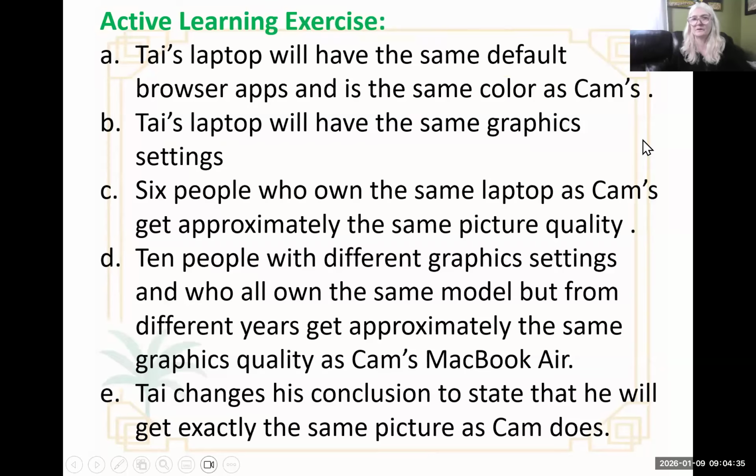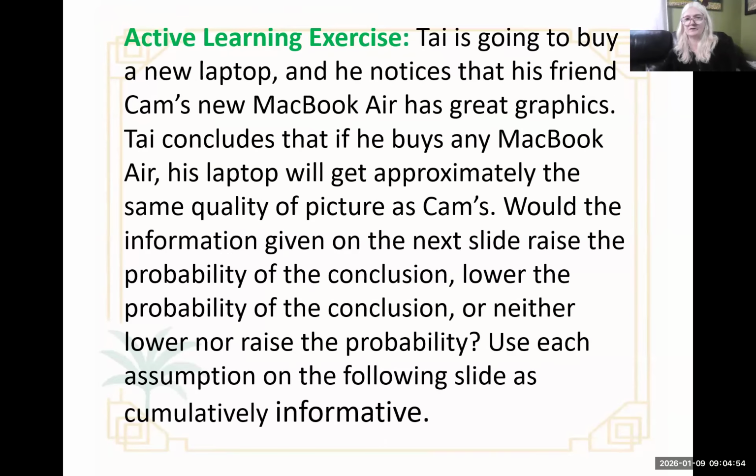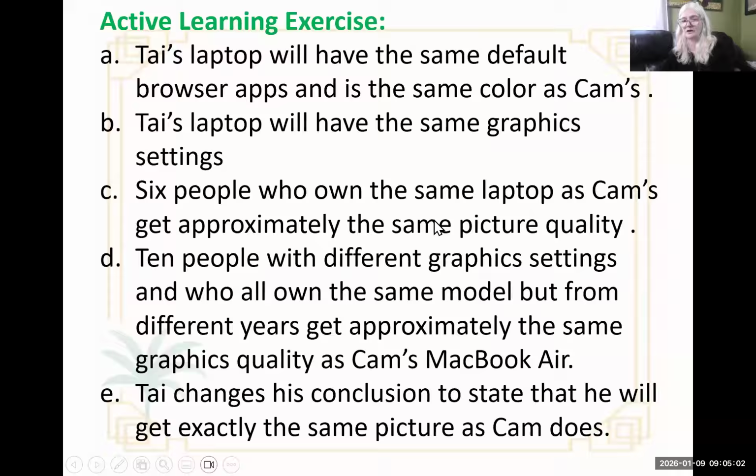Okay, so first and foremost, Ty's laptop will have the same default browser apps and is the same color as Cam's. So does this raise, lower, or neither the probability of the conclusion? I'm going to go back to the conclusion for a second just to remind you. Ty concludes that if he buys any MacBook Air, his laptop will get approximately the same quality of picture as Cam's.